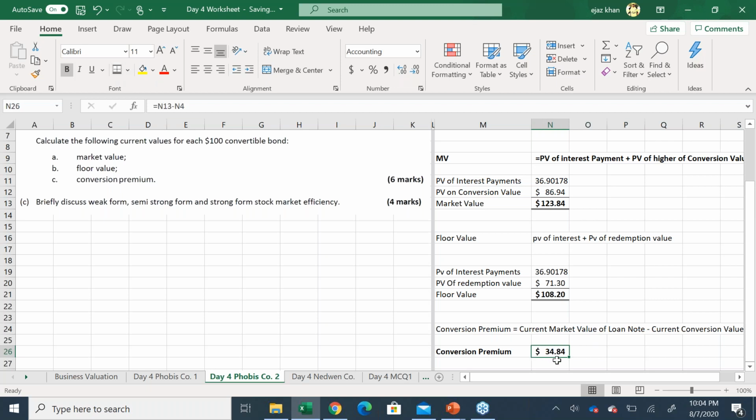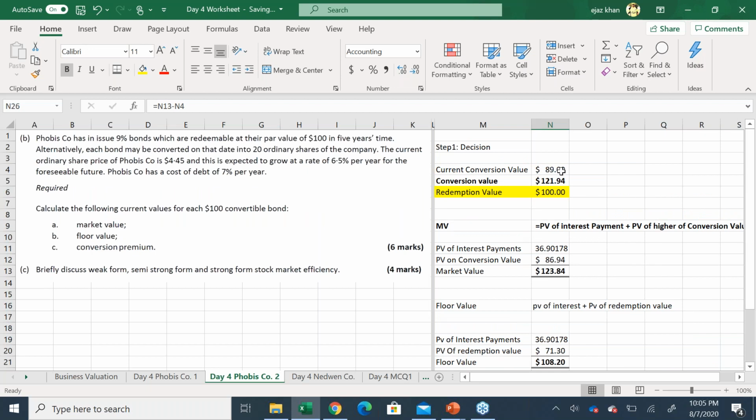So just look at it. The market value minus the conversion value, current conversion value, 34.84. That's it. Is it clear? If it's clear, then I'll move towards the weak form, semi-strong, and strong form efficiency. It's a very interesting topic. Current conversion value is the number of shares multiplied by the current market price. That's it. The shares available for conversion, 20, multiplied by the current market price.